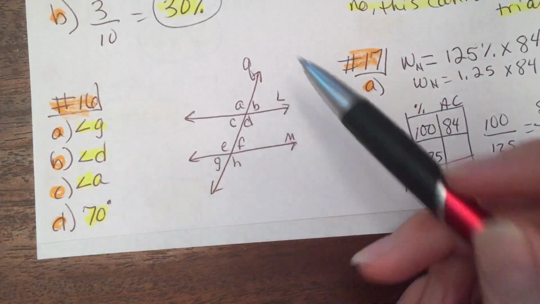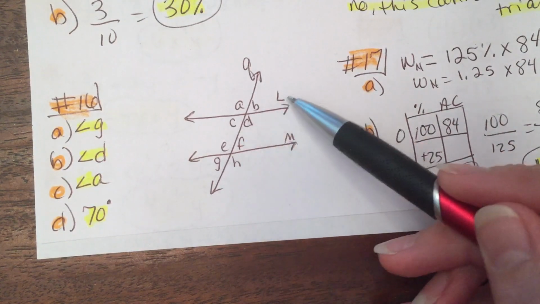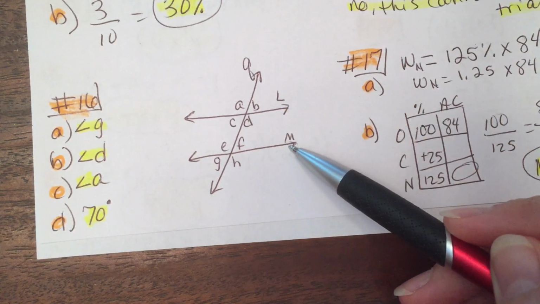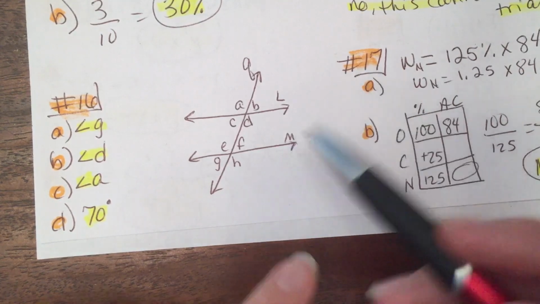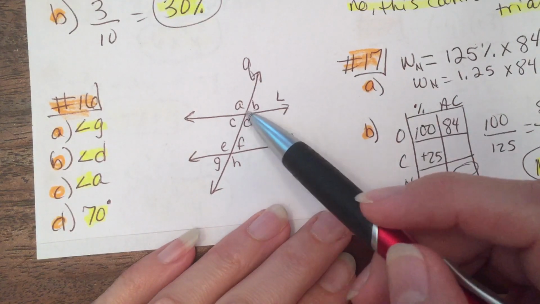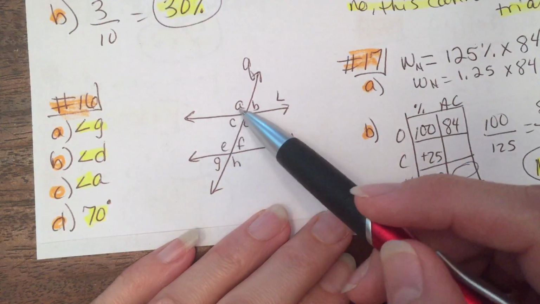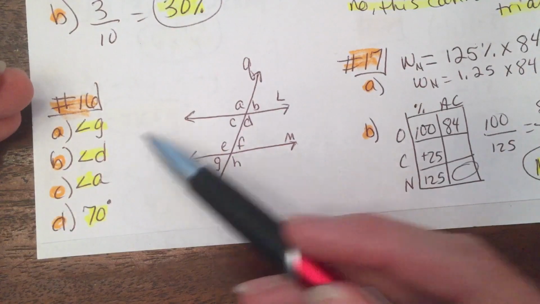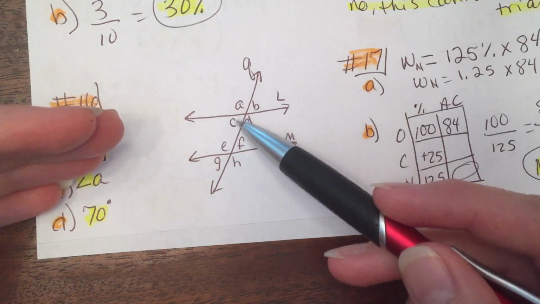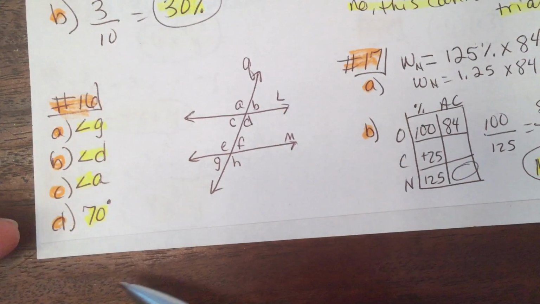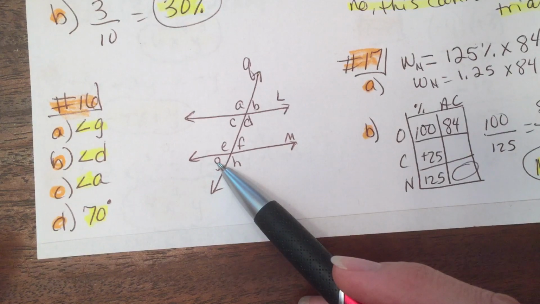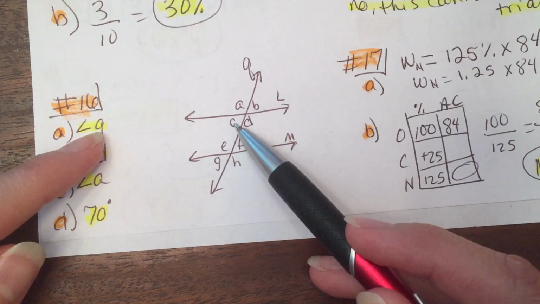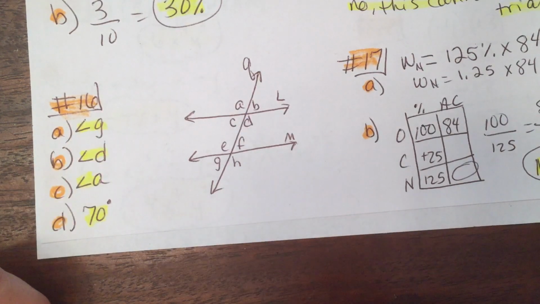Number 16, it says transversal Q crosses parallel lines L and M. What angle corresponds to angle C? So here's angle C. The corresponding angle would be, okay, angle C is below the first parallel line and to the left of the transversal. So we need to look to see another angle that is below a parallel line and to the left of the transversal, and it's here. Okay, so angle G corresponds to angle C.